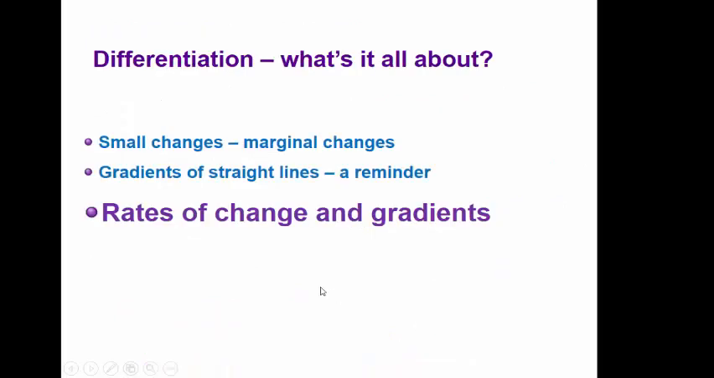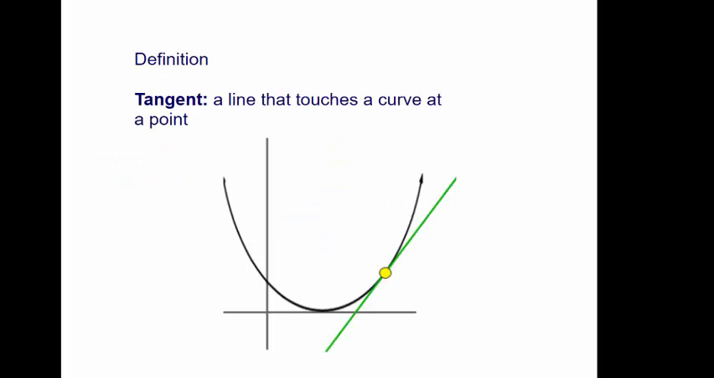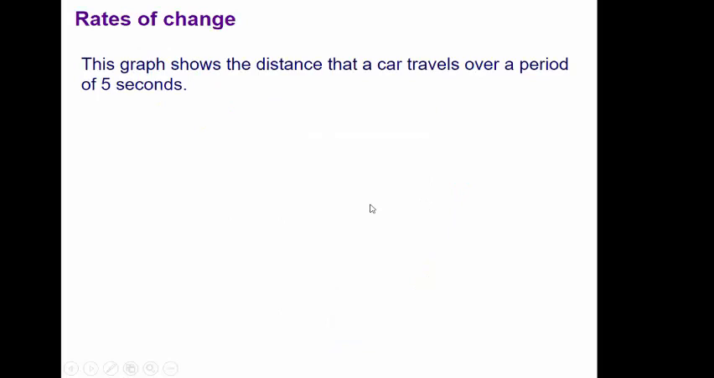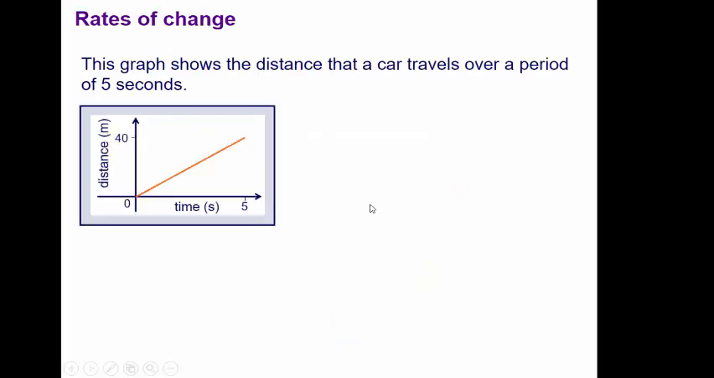So now I just want to talk a little bit more about rate of change. But before I do that, here's a definition of tangent: a line that touches a curve at a particular point. So the yellow dot there is the point of tangency where that line just briefly touches the curve. Now I want to get you thinking more of gradients as rates of change, because that is what they are. This graph here is plotting a car's journey. On the x dimension we've got seconds, and on the y axis we've got meters, and we found that in 5 seconds it's gone 40 meters.